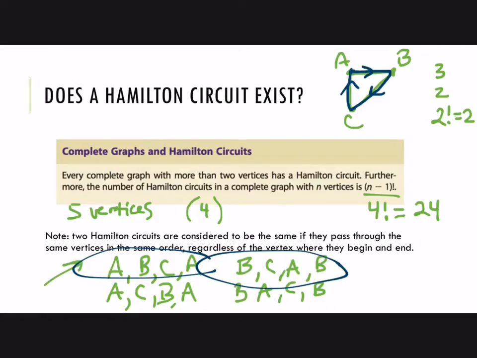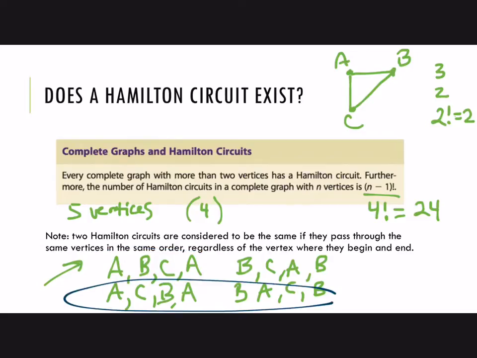So I hit B, then C, then A, then B. If I ignore where this begins and ends, whether it's A or B, I could still follow this clockwise path around through those vertices. So that's the same one. Now this second one is distinct. A, C, B, A goes in a different order. It's going the opposite direction.